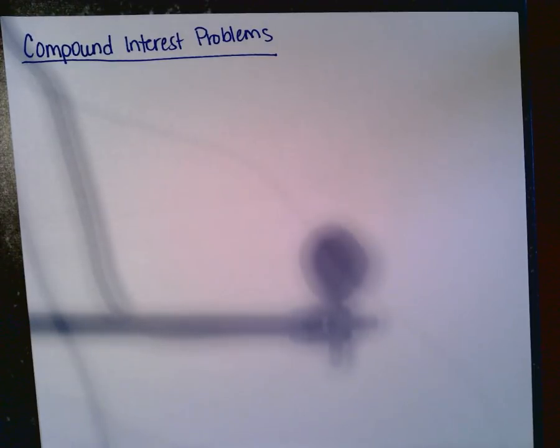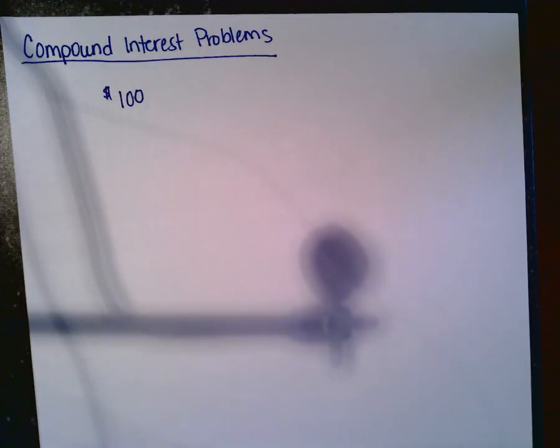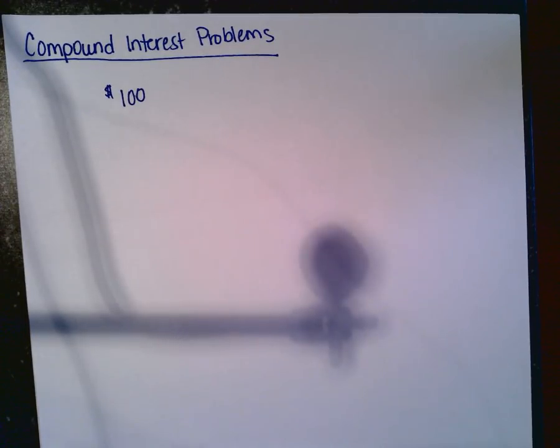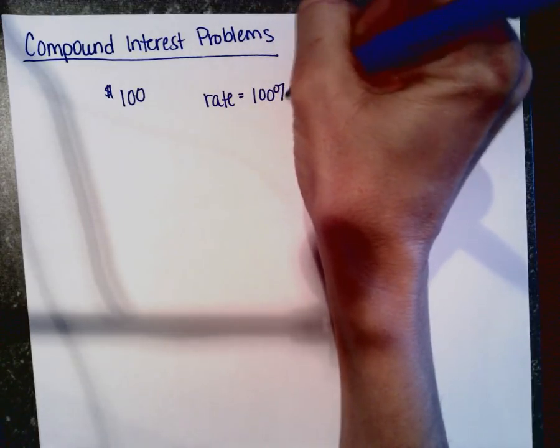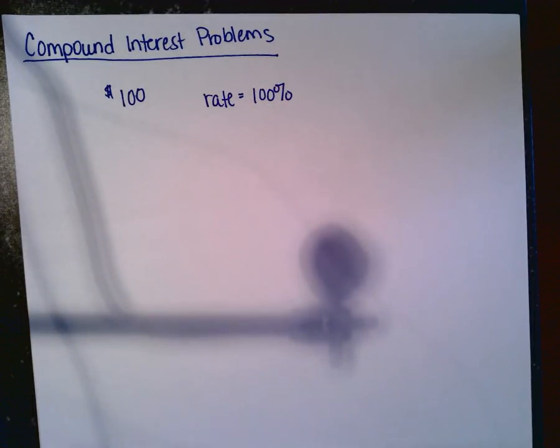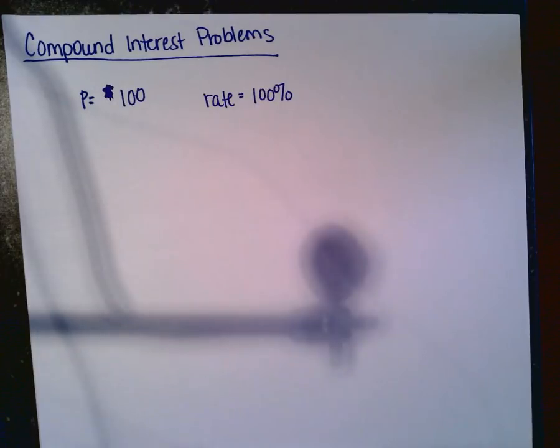So let's say you have $100. And there is a bank that is going to give you a certain interest rate on your bank account every year. So let's say this is some kind of a savings account or investment account. And let's say you got really lucky and you had an interest rate of 100%. So we have $100, I'm going to call that P for principal. And our rate is 100% interest.